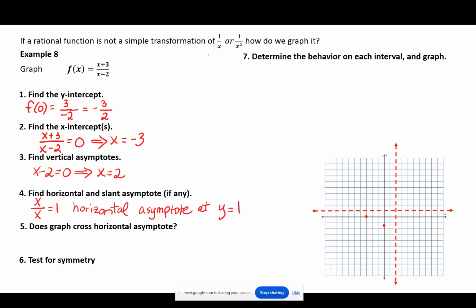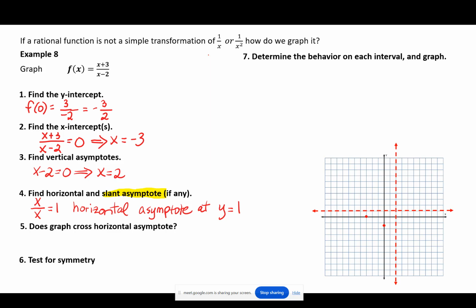Now we want to know if the graph crosses the horizontal asymptote. And so we would have to set the function equal to 1 to see if the function actually can touch or cross that horizontal asymptote. Is the function able to have a value of 1? So x plus 3 over x minus 2 equals 1.